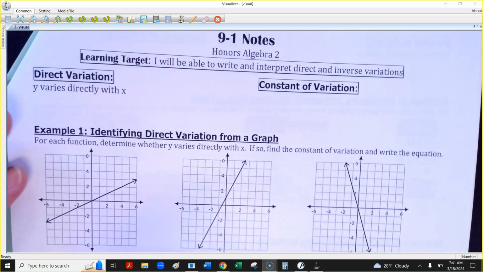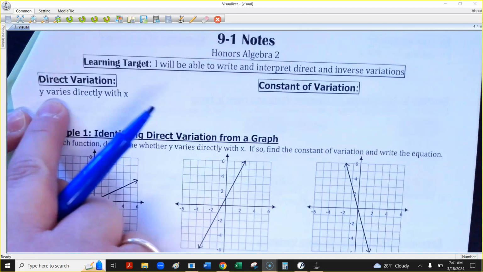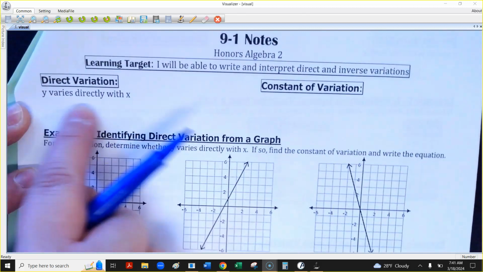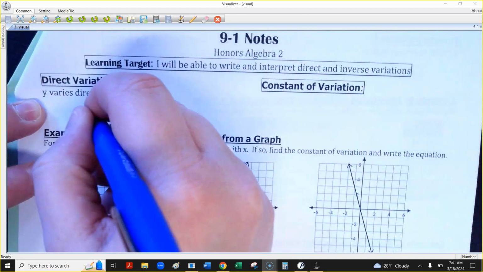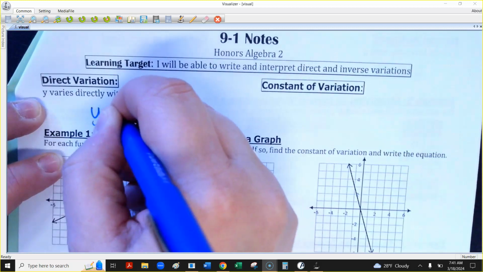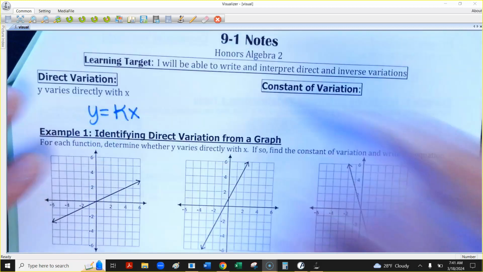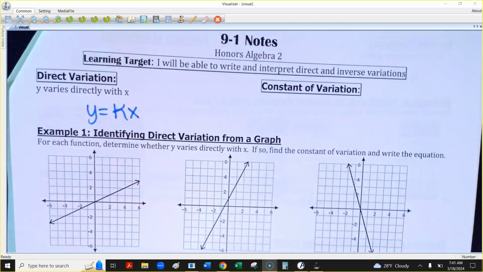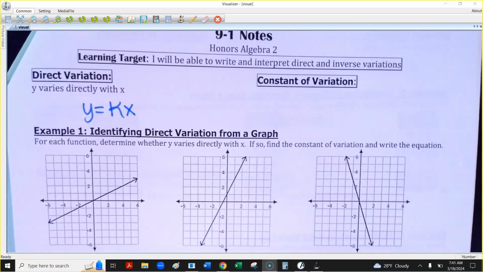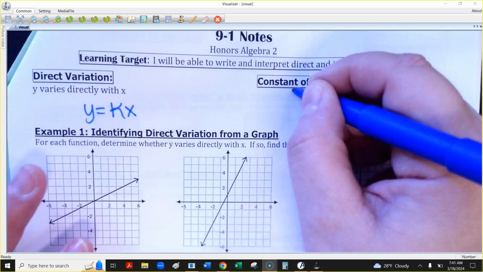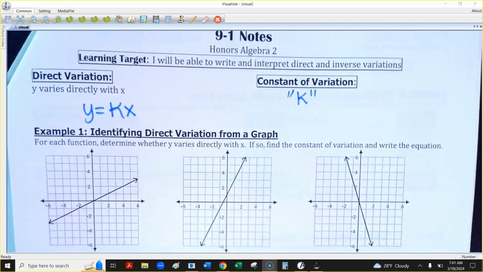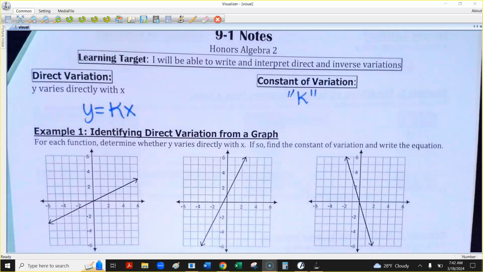All right, so a direct variation in the description will say something like y varies directly with x. And the equation looks like this, just y equals kx. And k is just going to represent a number that is called your constant of variation. So in that, k is the constant of variation. That's what they call that. So just a couple examples.